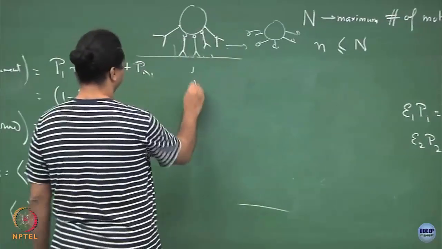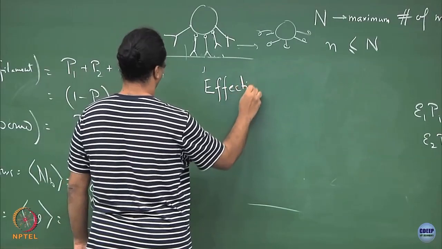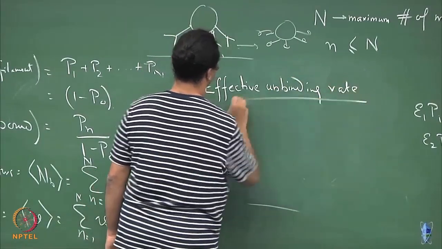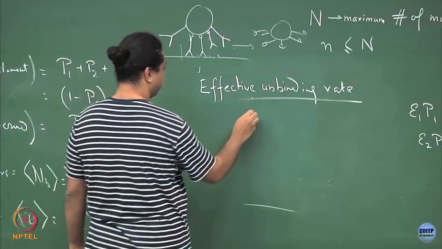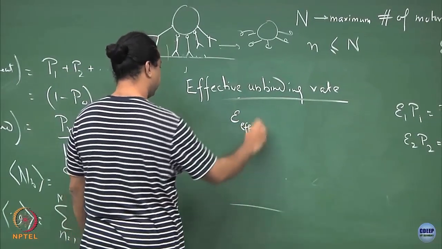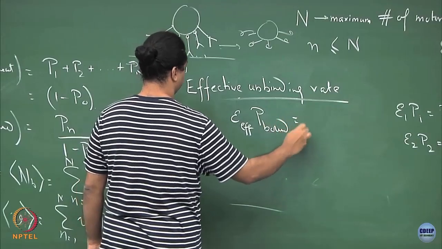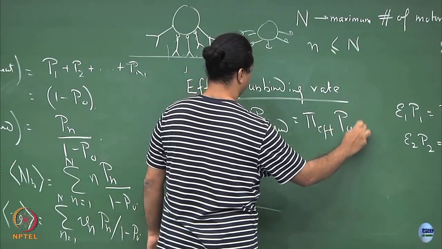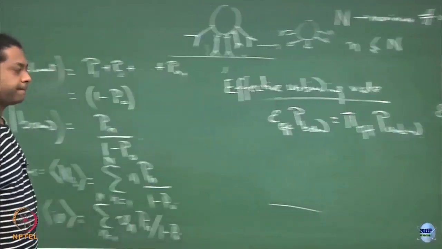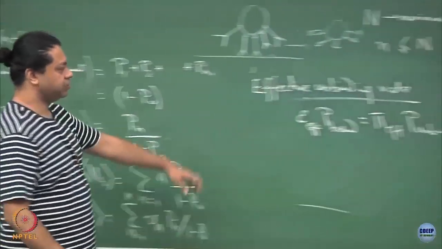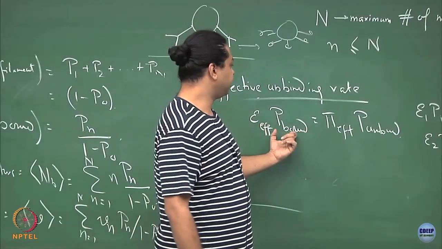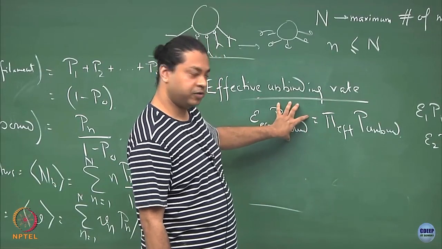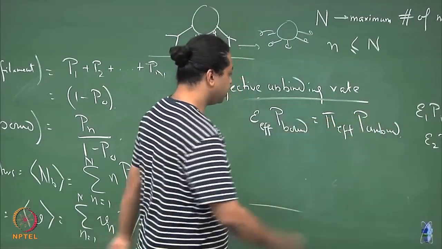So, for example, if the unbinding rate for a single motor is some epsilon, I want to know what will be the unbinding rate when I have small n number of motors bound. And there what we say is that this is nothing but n times epsilon. Because if any one of these n motors unbinds, you will go from the n state to the n minus 1 state. So the effective unbinding rate is the sum of all of the unbinding rates of these individual motors, so n times epsilon. Similarly, you could write down what is going to be the attachment rate, and that is something like capital N minus n times some pi.